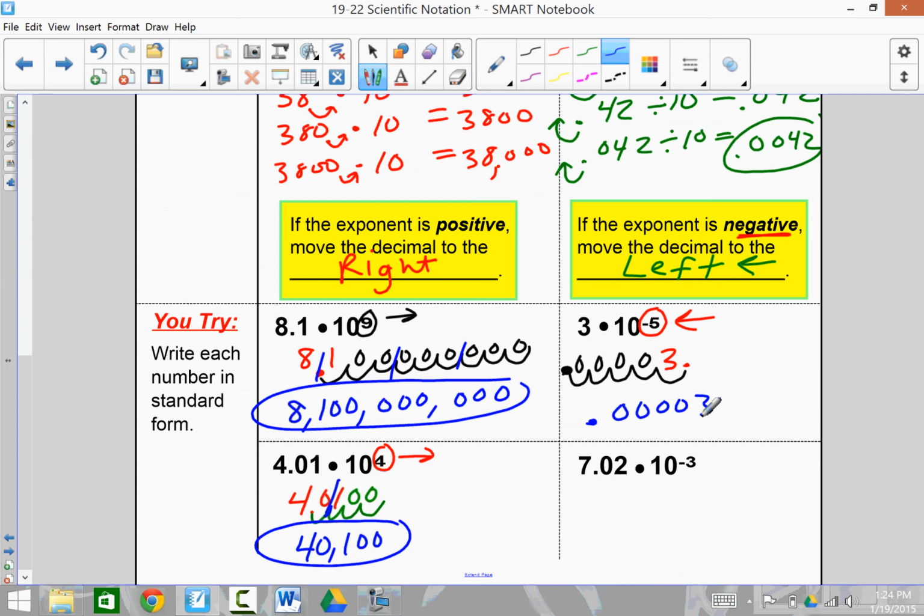And then the secret to this one is count how many numbers still are after the decimal point. There should be 5. So here's a decimal point, 1, 2, 3, 4, 5. Okay, so that's in case you lose count of your decimal places. So there's your final answer for that one.